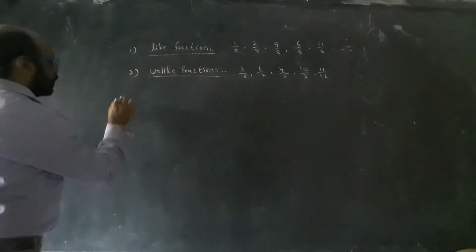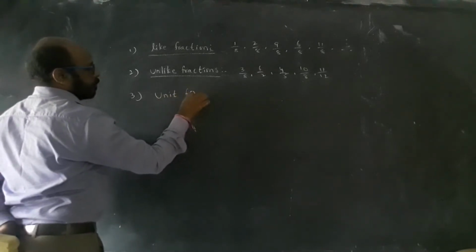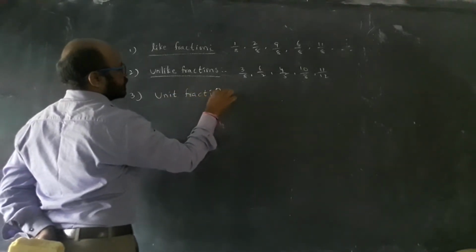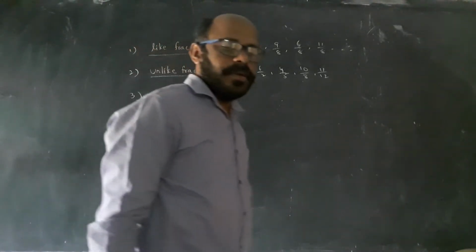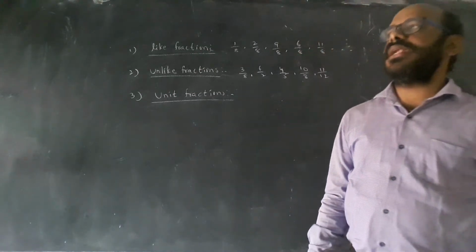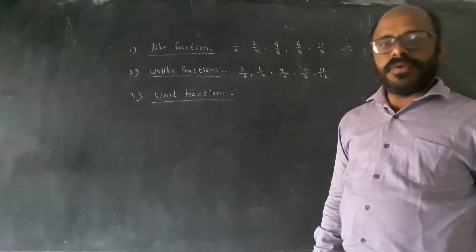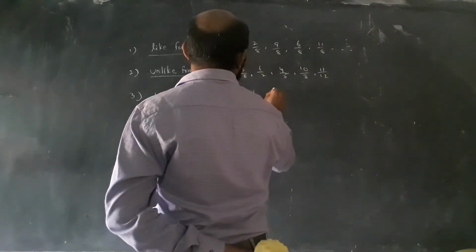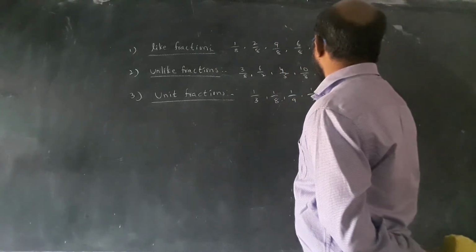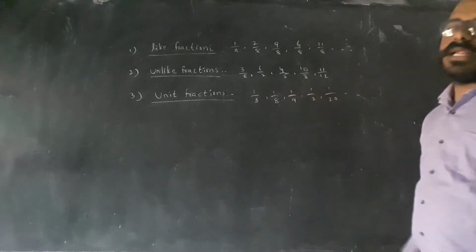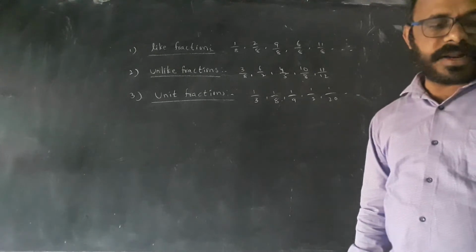Next, the third one is unit fractions. Unit means one. In this group of fractions, all the numerators should compulsorily be 1. Those types of fractions we call unit fractions, for example 1 by 3, 1 by 8, 1 by 9, 1 by 2, 1 by 20, like that. The numerator is the same in all of them.